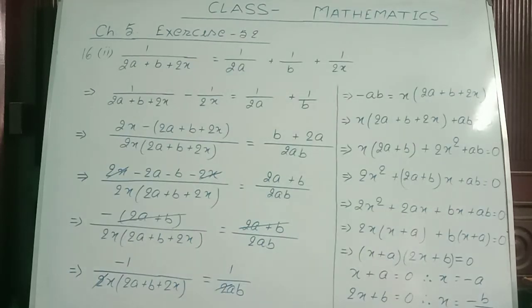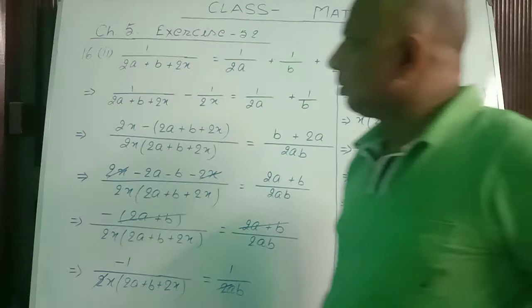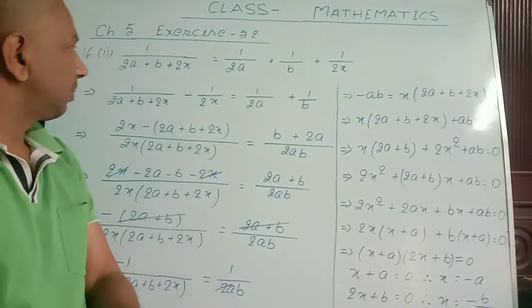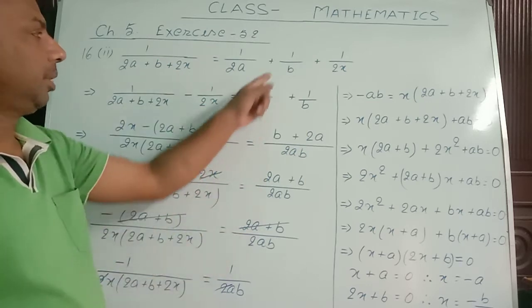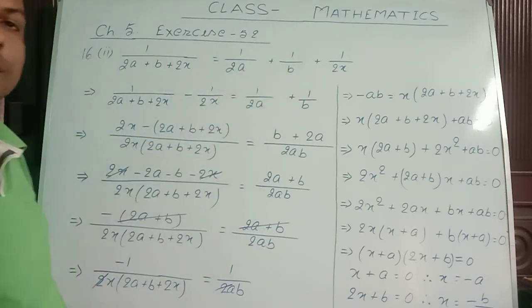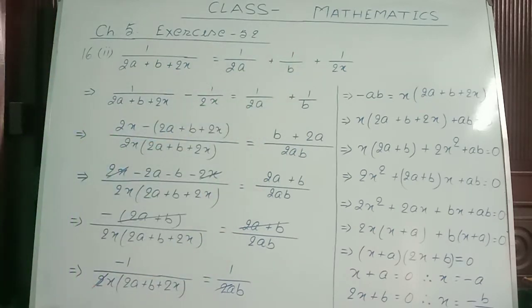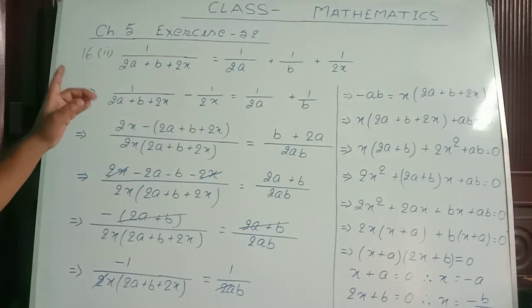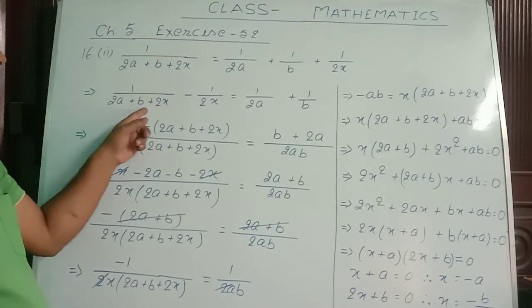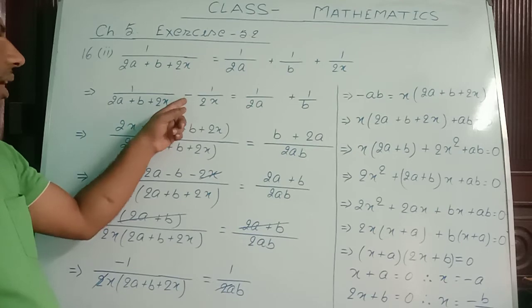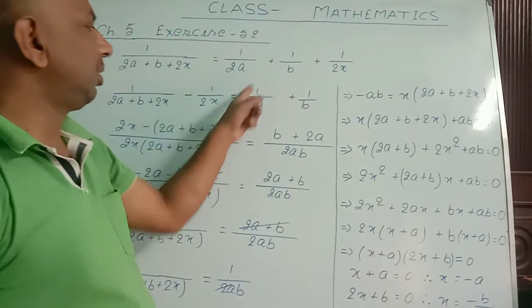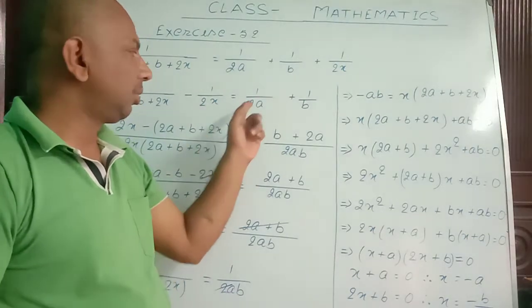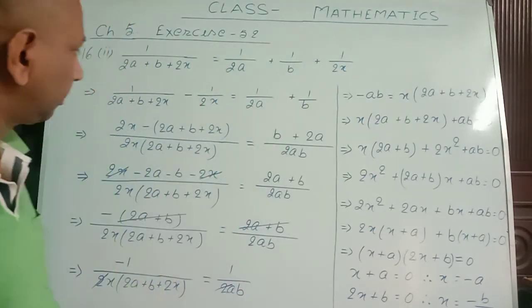In question number 16, Roman number 2, the question is 1 by 2a plus b plus 2x equal to 1 by 2a plus 1 by b plus 1 by 2x. We are asked to find out the value of x. I rearranged this expression in this way: 1 by 2a plus b plus 2x minus 1 by 2x, and these two I have written together equal to 1 by 2a plus 1 by b.